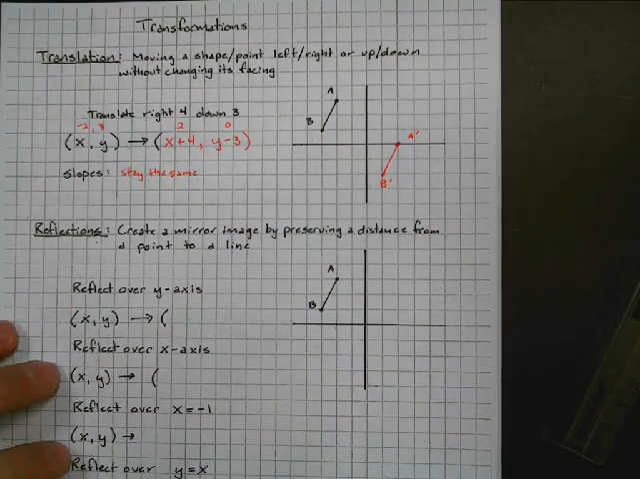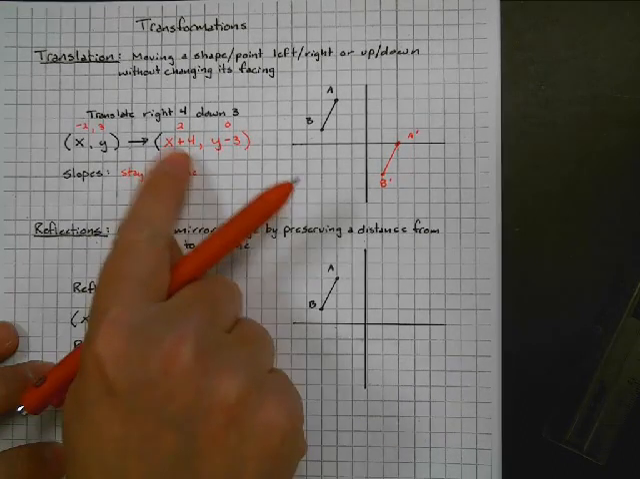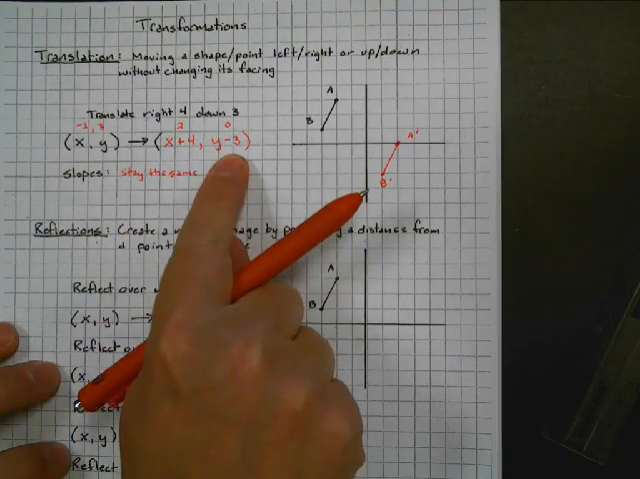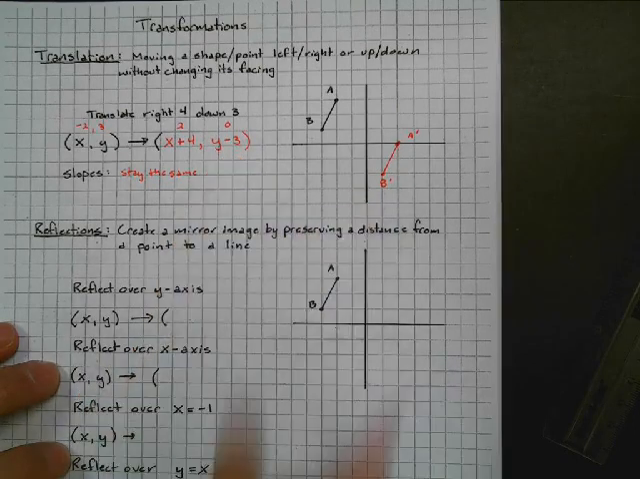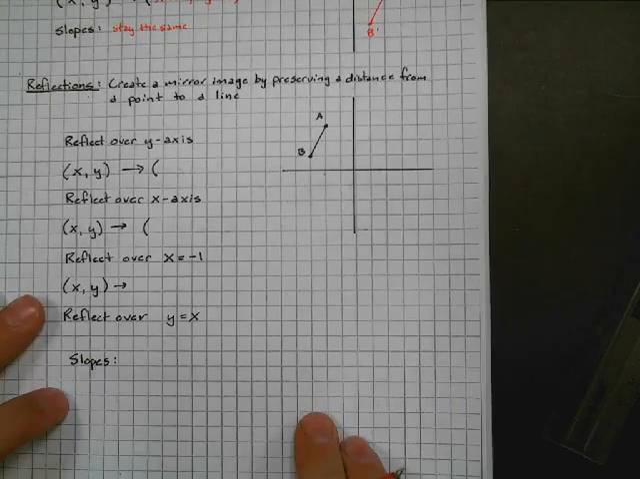So that's a translation. That's the most straightforward one. Left or right, so plus or minus on your x's, up and down, plus or minus on your y's. Reflection. This is the one where you can do a lot of stuff with it.